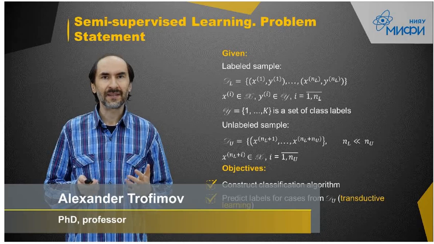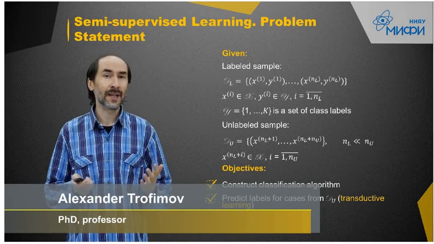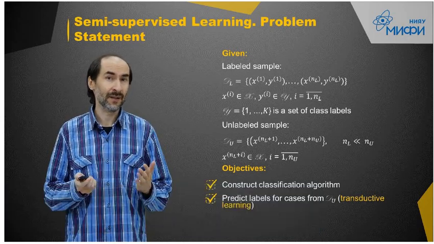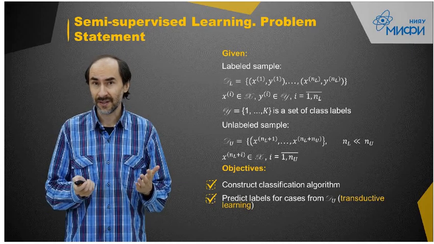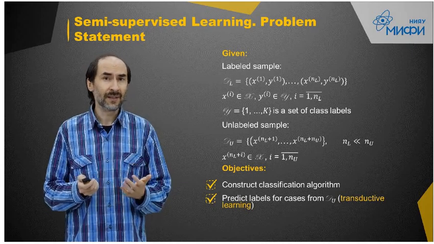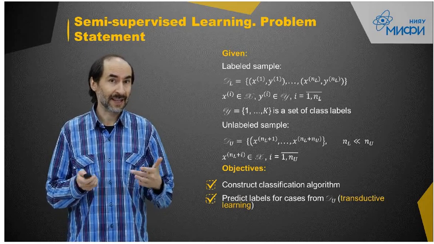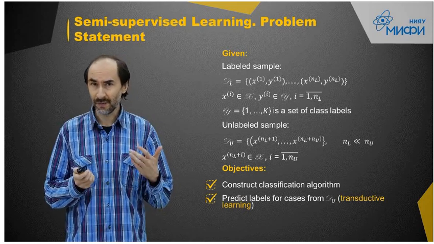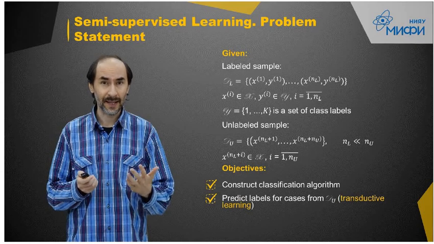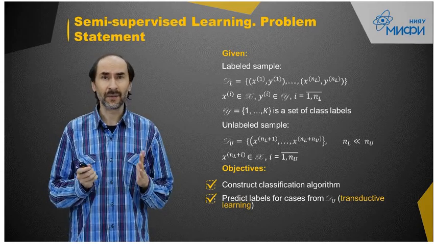The next paradigm in machine learning is semi-supervised learning. The problem is stated as follows. We have labeled data D sub L, where the labels are, for example, class numbers, and unlabeled data D sub U. Usually the amount of unlabeled data is much more than for labeled data. And there are two objectives.